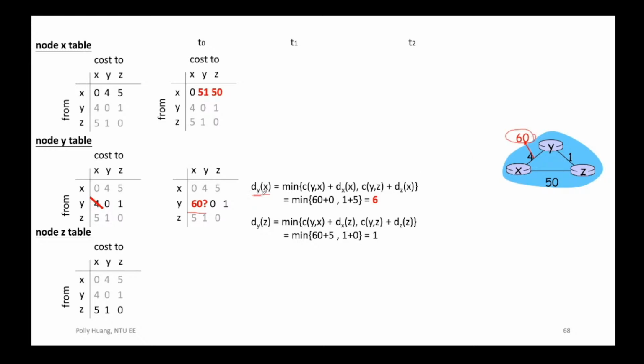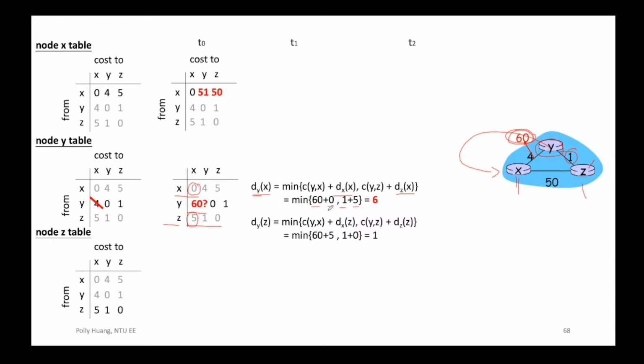Okay, so dyx, source being y, destination being x, going through two neighbors, x and z. Link cost yx is 60, link cost yz is 1. So we have 60 here and 1 here. Now, going through neighbor x, what is the shortest distance to x? dxx, we look up the table, is 0. Going through neighbor z, what is the shortest distance from z to x? That will be looking up the dz vector and going to x. So it's this guy here, 5. So we put 5 here.